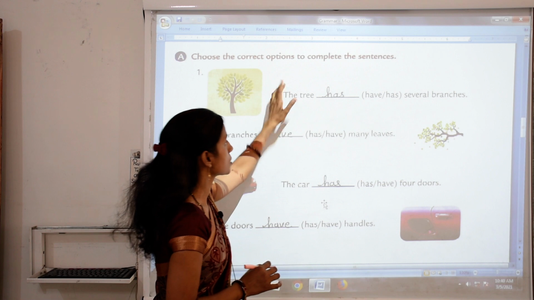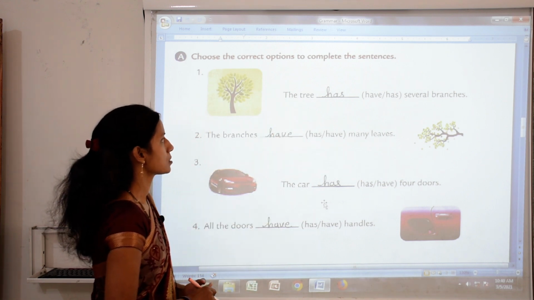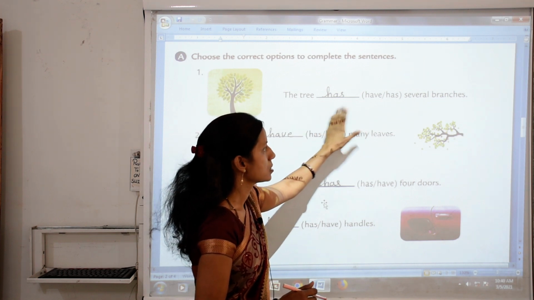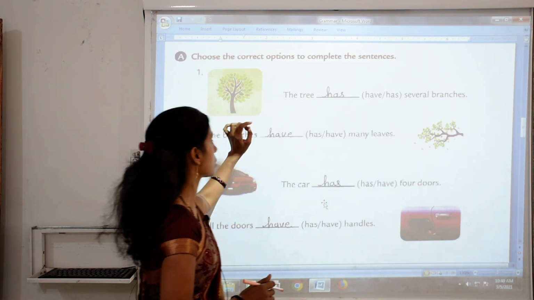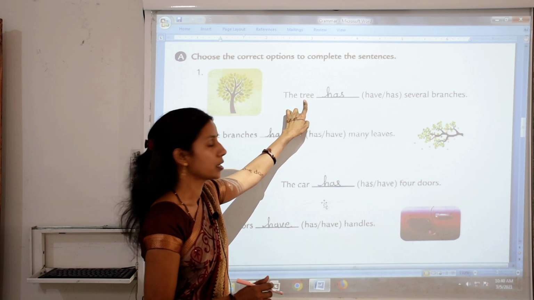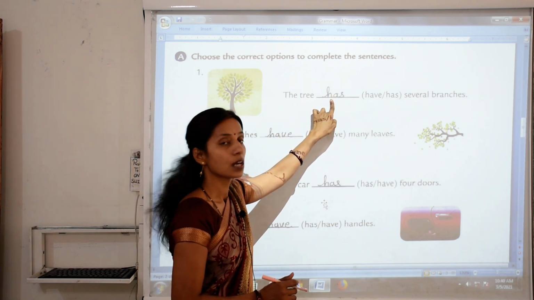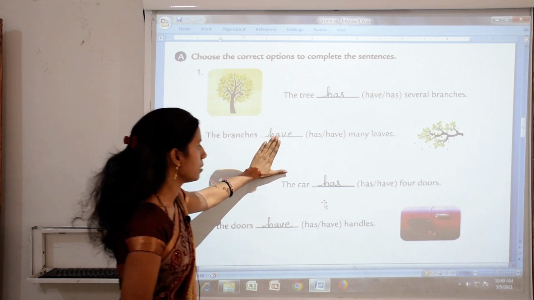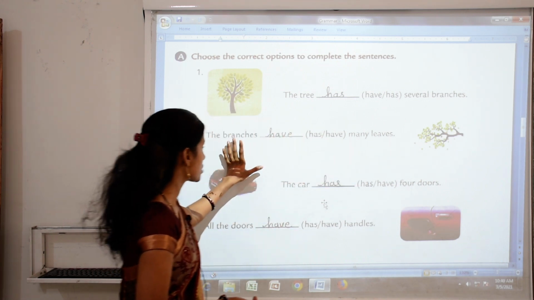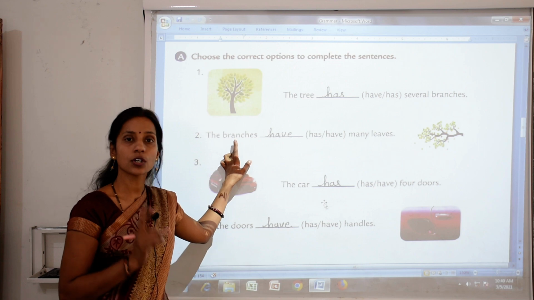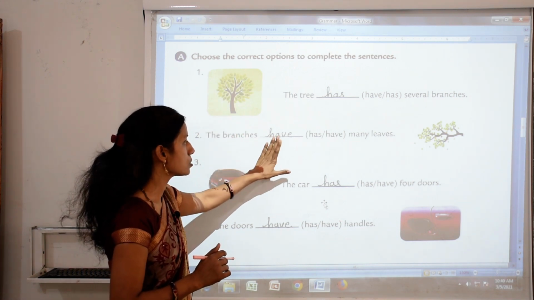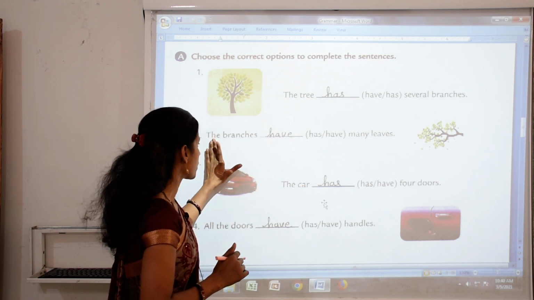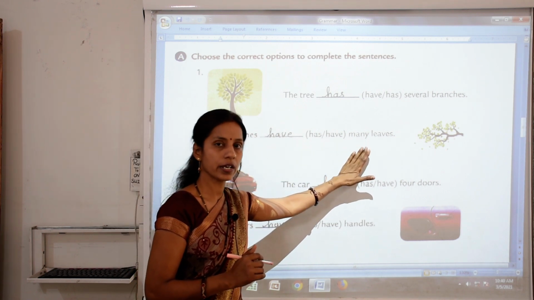Choose the correct option to complete the sentence. Number one, the tree has several branches. Tree has, here tree is singular. That means we use has here. The tree has. The branches have many leaves. Branches, here we talk about branches, not only one branch. So here we will use have, H-A-V-E, have. The branches have many leaves.